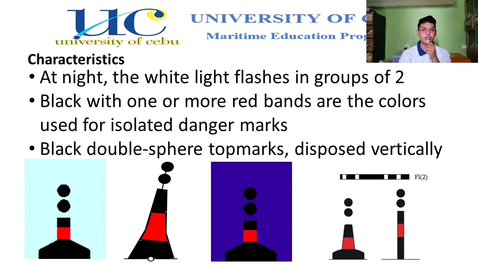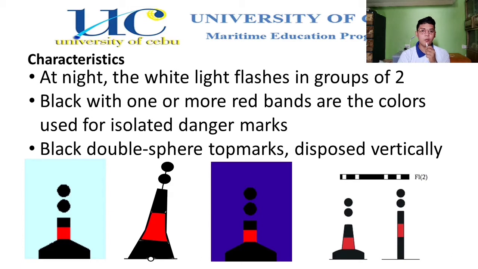For the colors and shape, black with one or more red bands are the colors used in the isolated danger marks. So no significance is attached to the shape of an isolated danger mark, but in the case of a buoy, either a pillar or a spar buoy is used. And lastly, for the lights and retroreflectors.